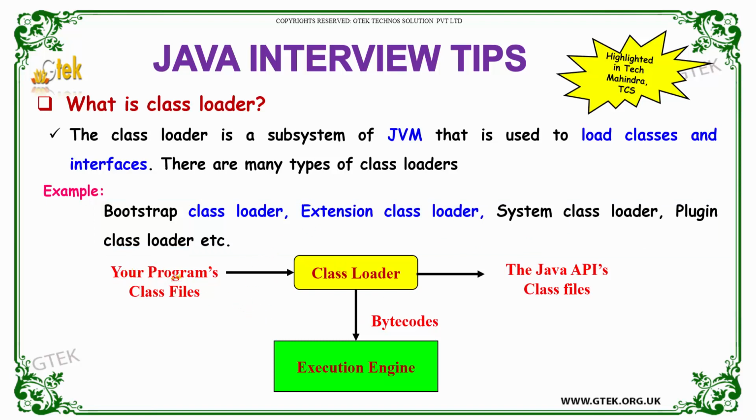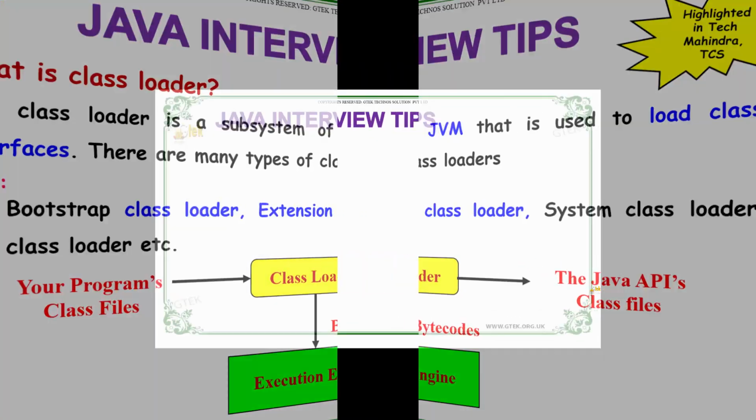So, you will be entering your program's class files, which will be fed into the class loader, which will produce the bytecodes, and that will be passed on to your execution engines. The class loader refers to the Java API class files in order to produce your bytecodes. So this is the function of the class loader. These types of questions are highlighted in the interviews of Tech Mahindra and TCS.